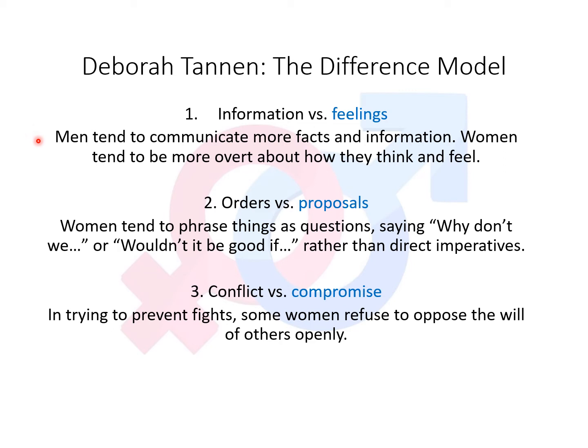So men tend to communicate more facts and information, women tend to be more overt about how they think and feel. And in Tannen's book, she gives clear examples. In this example, she talks of a married couple where the woman is used to verbalising her feelings with those close to her, whereas to the male, talk is purely information, with inner thoughts being kept unverbalised. Tannen states that men might see women's need to talk about feelings as intrusive, and women might see a man's desire to not share his feelings as a rejection.